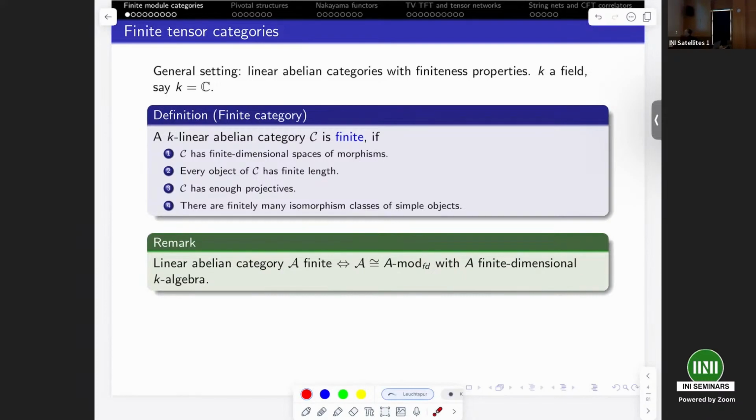And of course, you can also characterize this intrinsically. So it is a category with finite-dimensional vector spaces of morphisms, objects have finite length with decomposition series, enough projectives, and there are only finitely many isomorphism classes of simple objects. There is some interest to push the results beyond this framework. Part of the results have been pushed beyond this framework. I will not go beyond this setting in this talk.